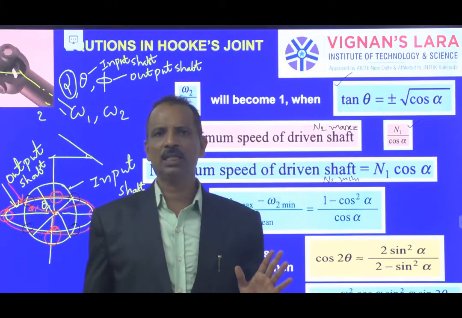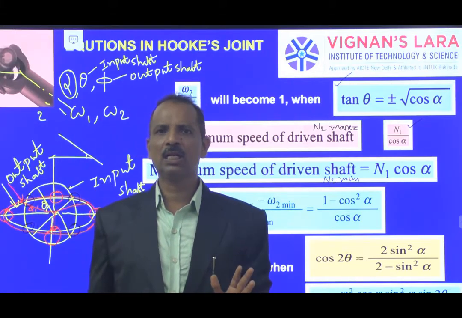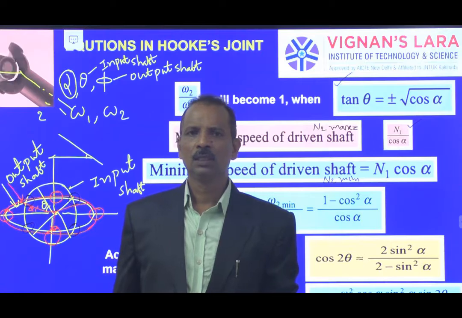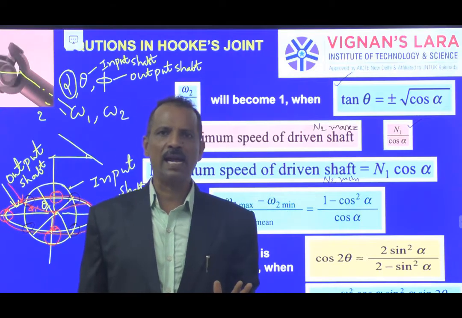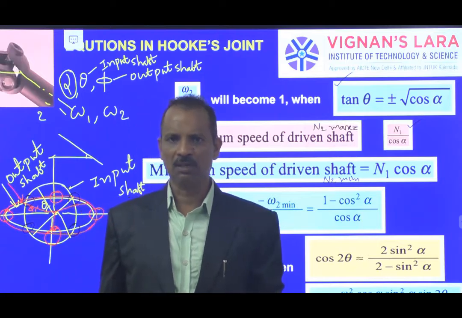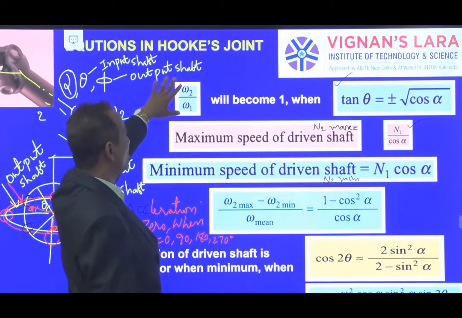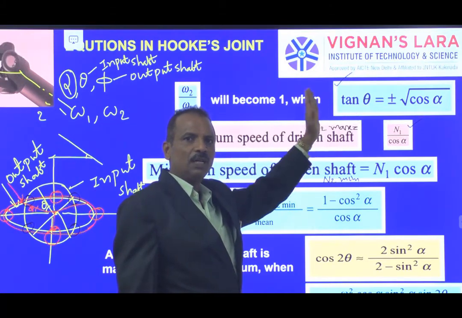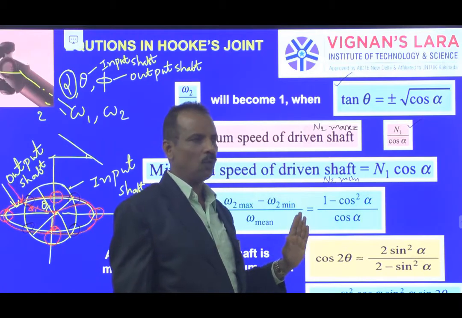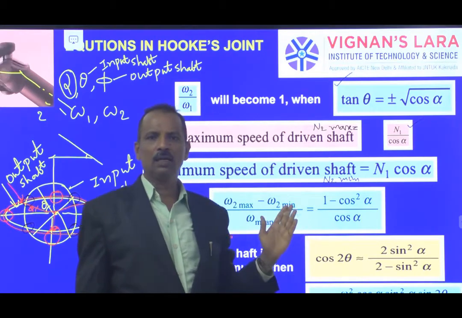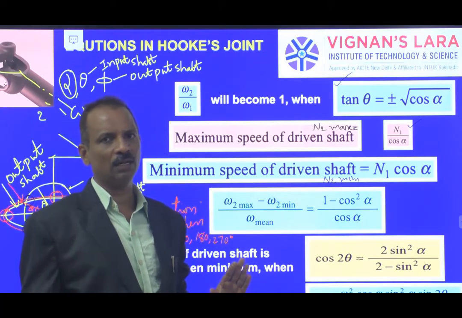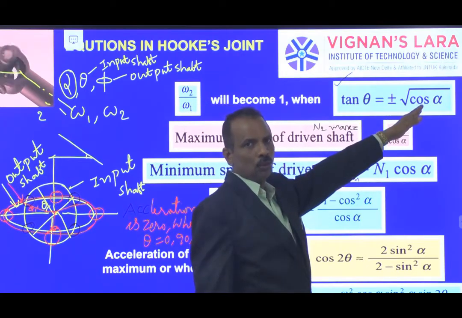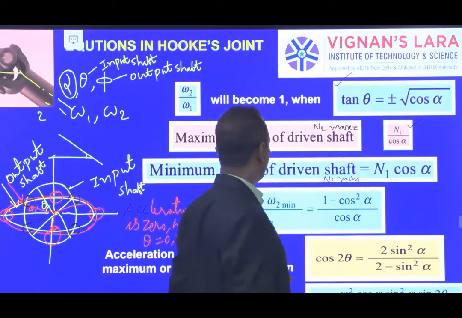Then what is theta and what is phi? Theta is the angle turned by the driver shaft and phi is the angle turned by the driven shaft. Then omega 1 and omega 2 are the angular velocities of the driver shaft and driven shaft. The first equation which I have derived is: at what angle of the input shaft rotation do the driver and driven shafts have the same speed? That is given by tan theta is equal to root over cos alpha plus or minus sine.